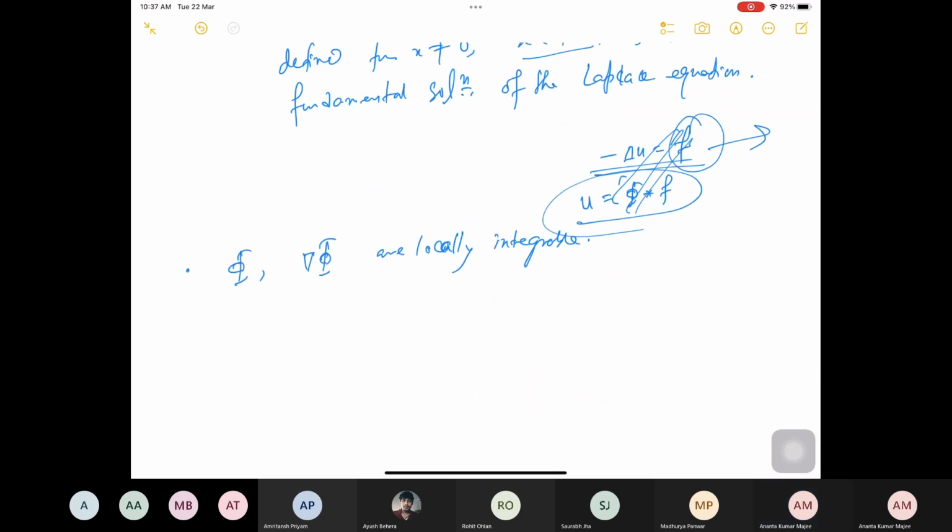But the second derivative, dou square phi by dou xi dou xj, is not locally integrable. In particular, if you just consider it on the ball B(0,1), then this is not integrable. That implies it is not locally integrable, because for local integrability it should be integrable on any compact set, but we will see that actually it is not integrable there. So the second derivative dou square phi by dou xi dou xj is not locally integrable.